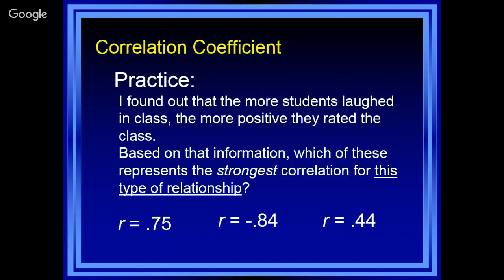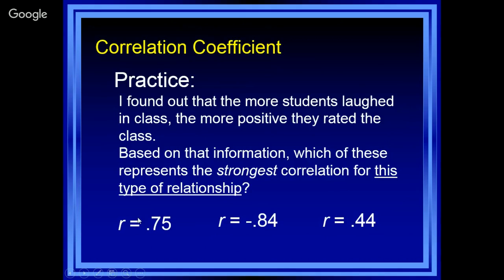Okay, so here's what we're talking about. I want you to do some arrows. So I found out that the more, I put an arrow going up, students laugh in class, the more positive, another arrow going up. What does that tell us right off the bat? What type of relationship do these two variables have? Both arrows are going up. That means they agree. Doesn't matter if they're both going up or both going down. Because they agree, we know right off the bat the type of relationship is positive.